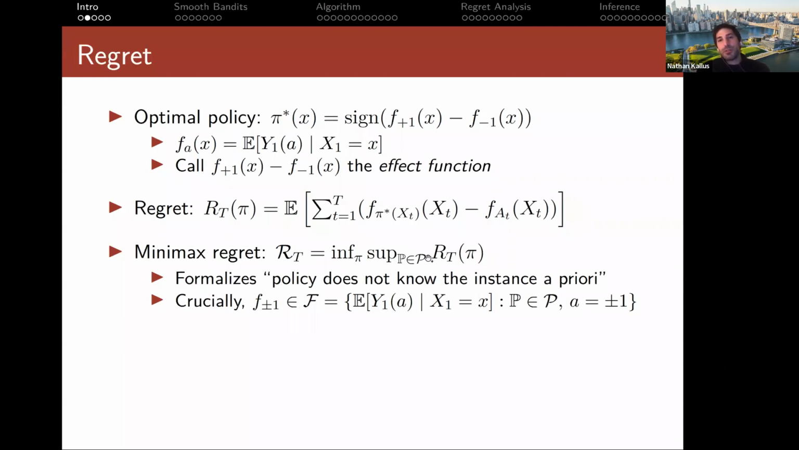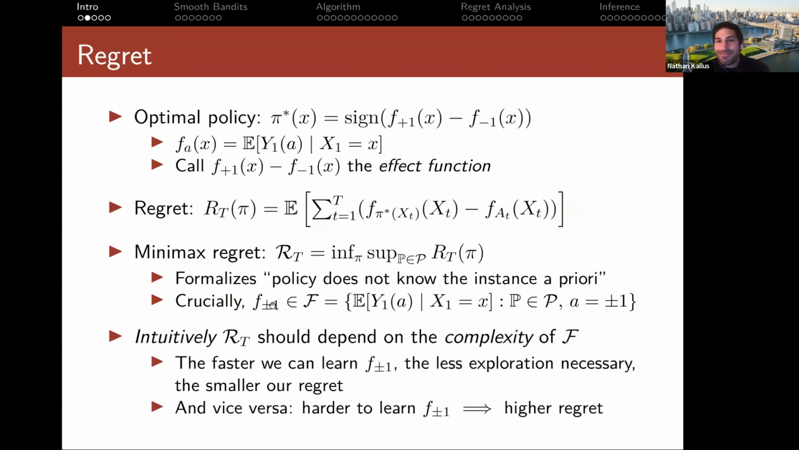Crucially, when we're restricting the set of probability distributions, we're restricting the set of regression functions, right? This is just a function of these distributions. And indeed, all we need to do here is learn these regression functions in order to play like pi star. So underlying this is just some sort of supervised learning problem. We just need to learn a regression function so that we can mimic what pi star does.